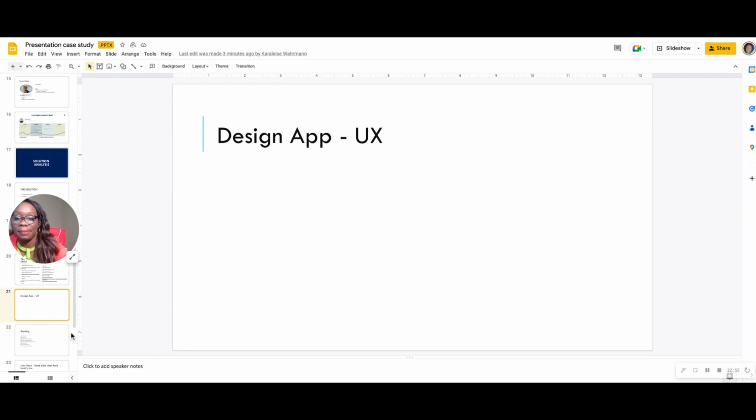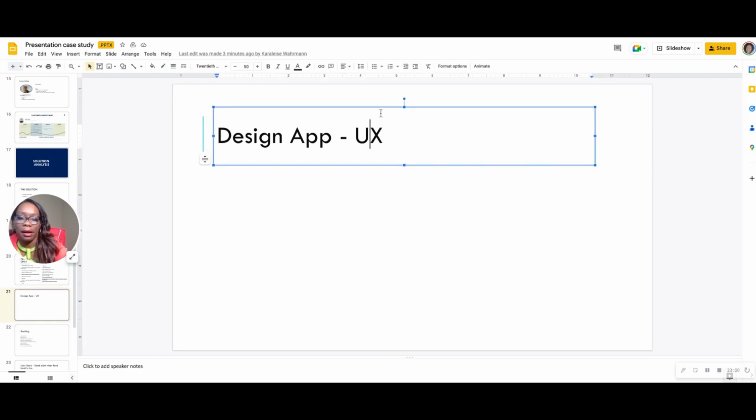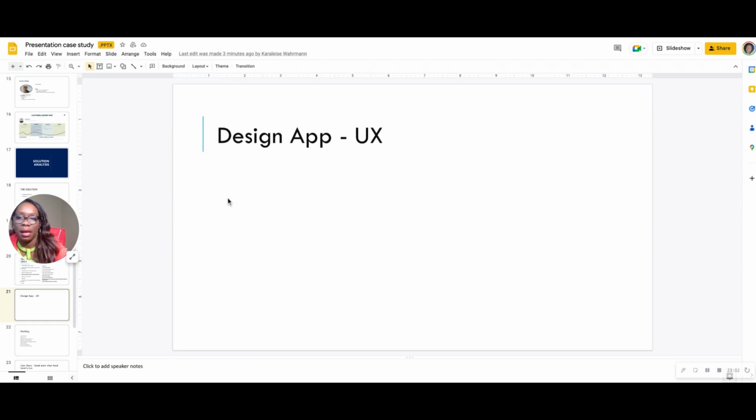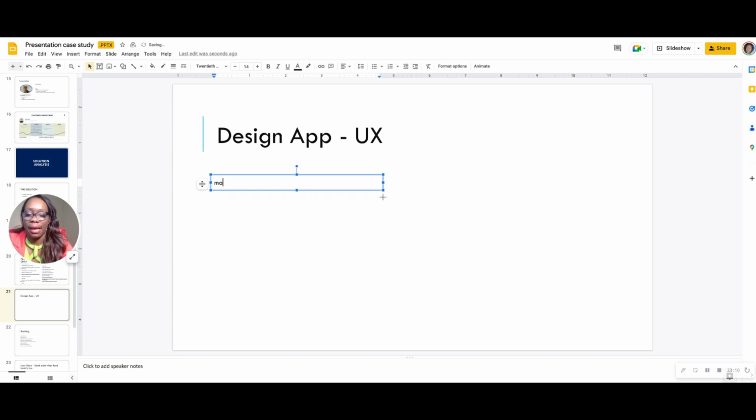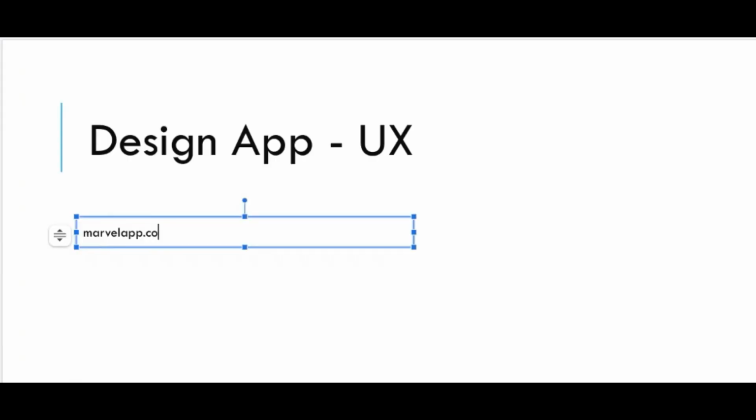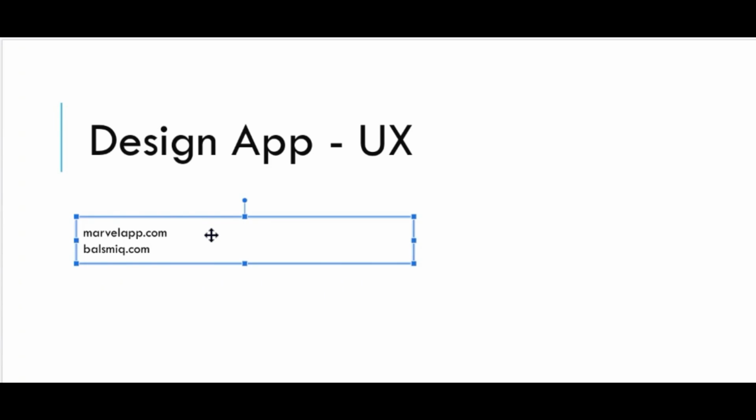So you could do some app design. You could go into a tool like marvel.com. I'm going to insert a text box here. I'm going to just type it here, marvelapp.com, to make some designs. You could do balsamiq.com. And these are the tools that you can use to create an app, a wireframe of an app, actually. So it's not an actual app, it's just a wireframe. The screens are what it looks like.